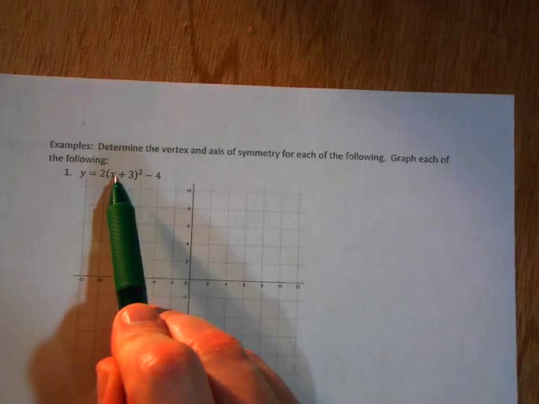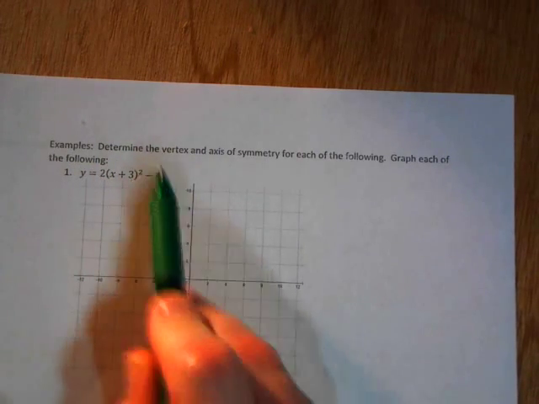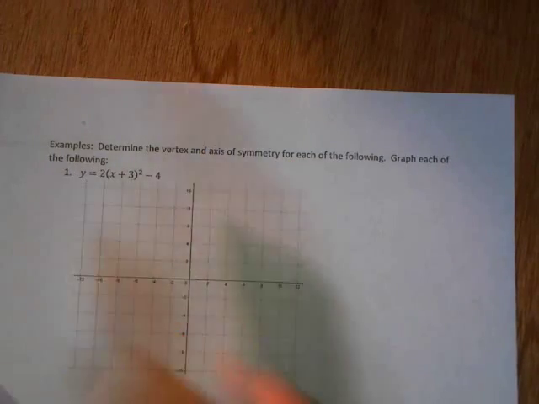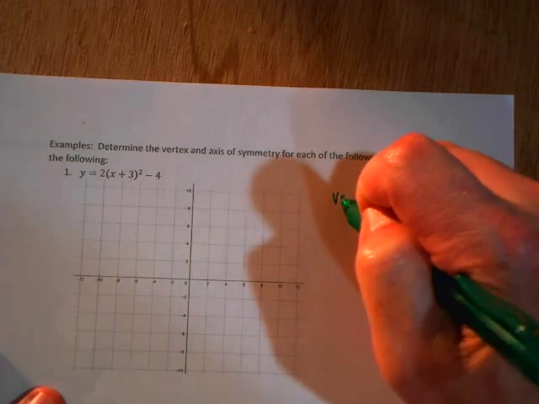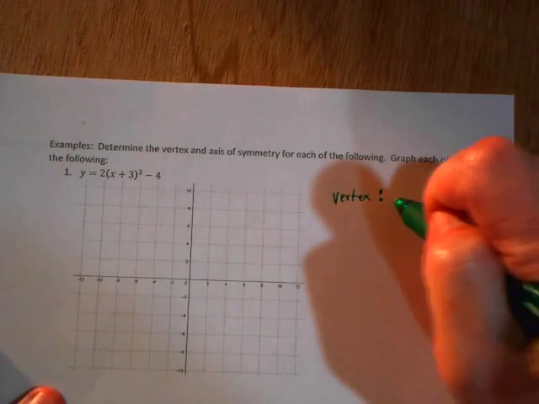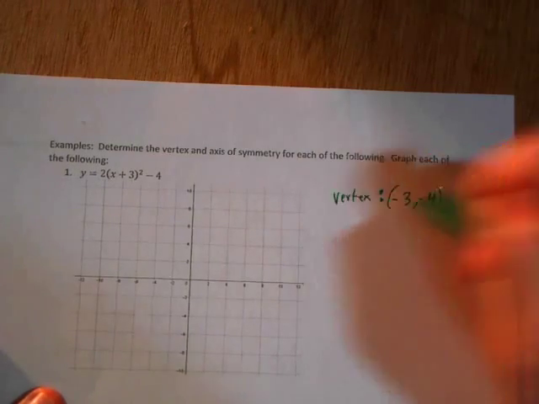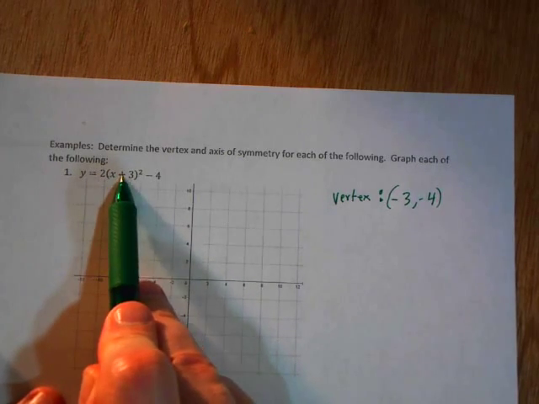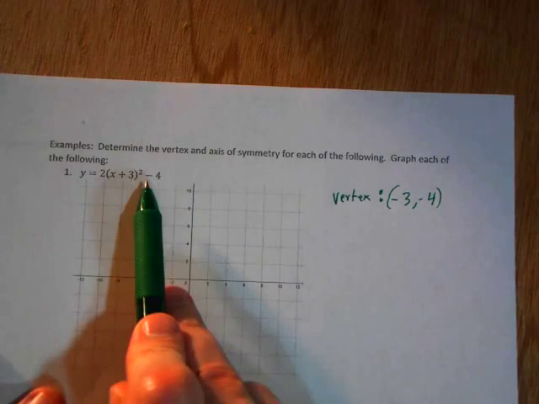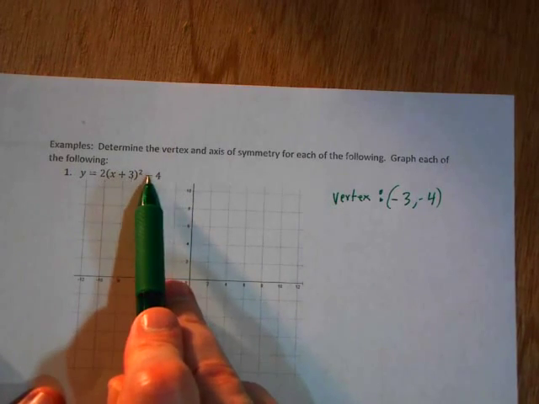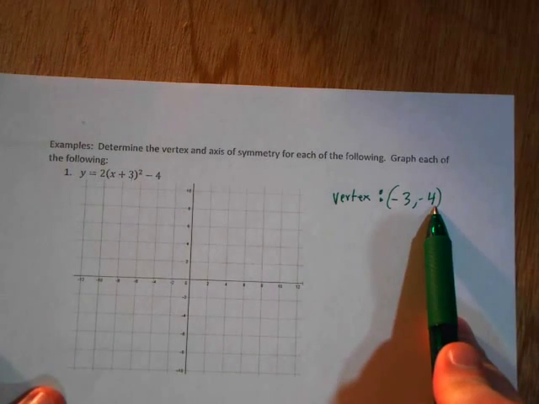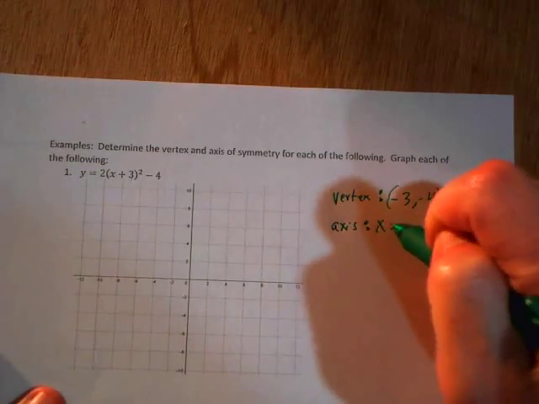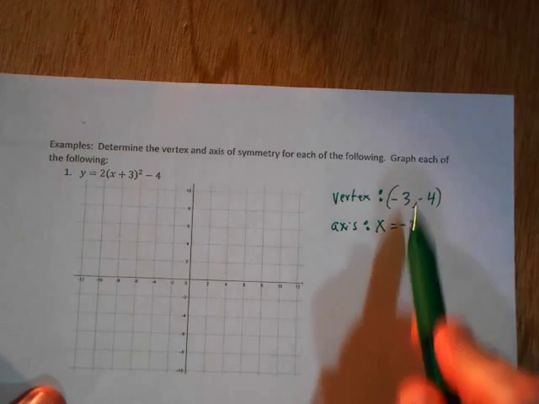y equals 2 times (x plus 3) squared minus 4. Determine the vertex and the axis of symmetry for each of the following, and then graph. Well, the first thing I would say is my vertex is the point (-3, -4). The number inside the parentheses controls the left and right. Since this is a plus 3, it's going to be shifted 3 to the left. The number outside the parentheses controls the up and down. So that's a -4. It's going to go down 4. And then I know my axis of symmetry is x equals -3. It's always x equals whatever that number is.